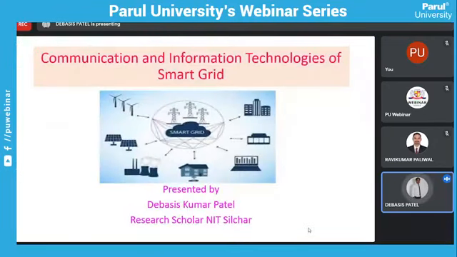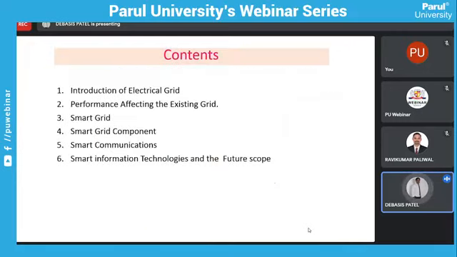Before going for communication and information technology of smart grid, first we will discuss what is smart grid. Then we will go for the communications part of a smart grid, its importance and the role of communication technology in smart grid. Then we go for information technology and its role in smart grid, and at last we will see the future scopes and the research possibilities in smart grid in the area of communications and information technology.